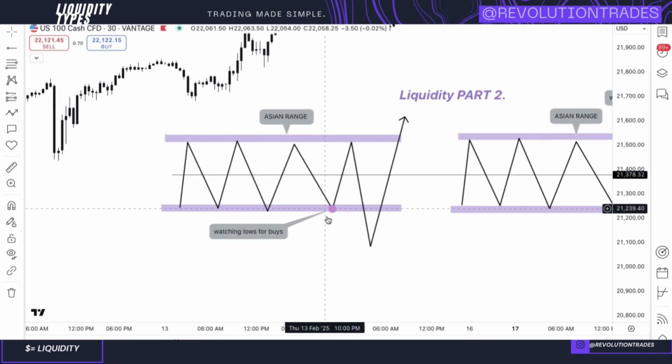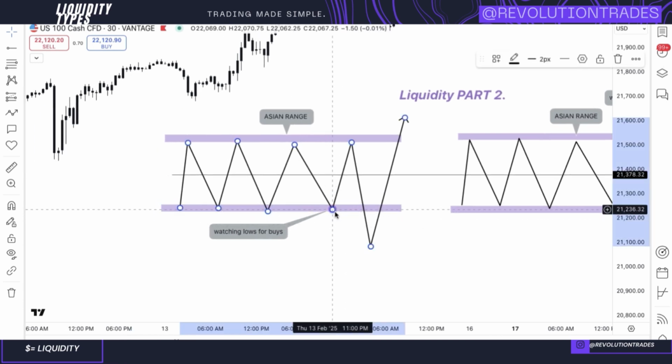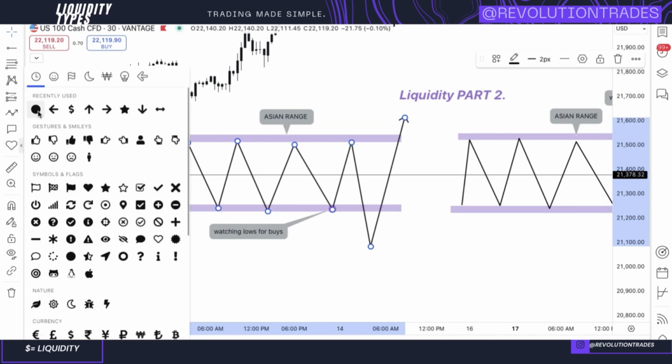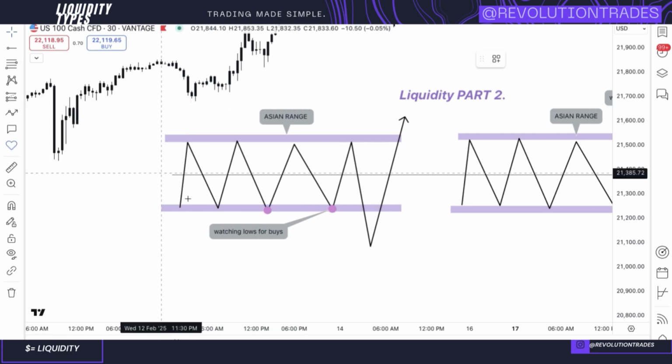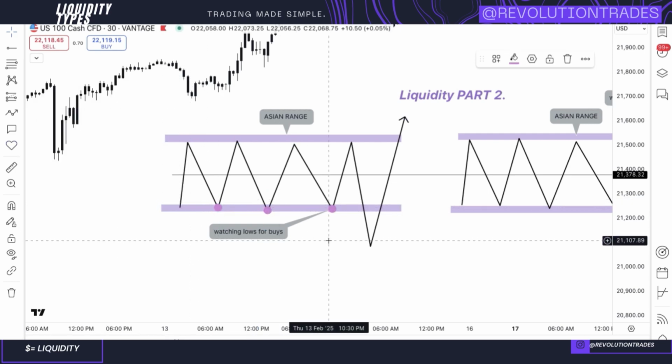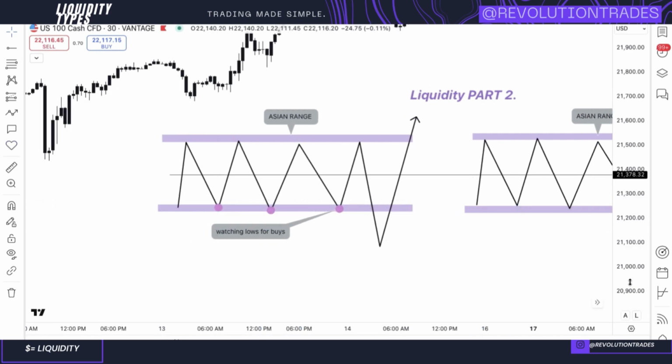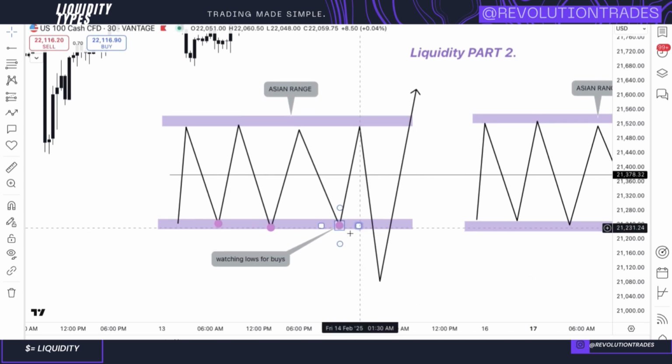That being said, guys, when it comes to Asian range for buys, what you're going to wait for is you are going to mark a low, okay? So let's just say it's this low or even this low here. I'm just going to mark all of them just to show you guys something. So we have this low here and we have this low here. When it comes to Asian range, what I want you guys to pay attention to is these lows for buys. So you're literally going to be looking at support zones.